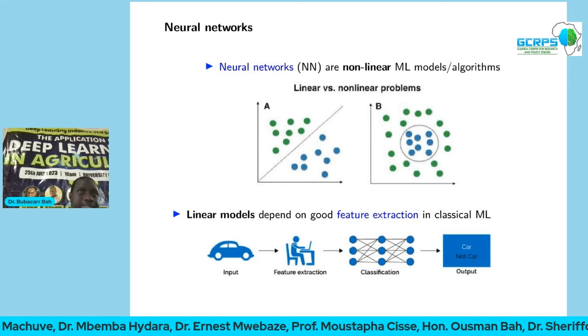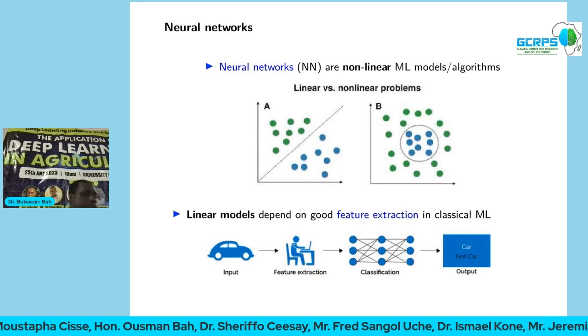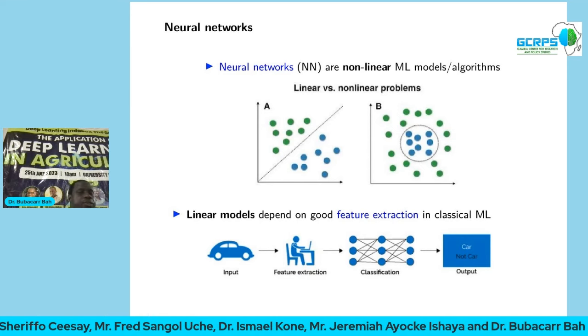You have to generate the features yourself. But the good thing about deep learning, or neural networks, is that there is no feature generation. You skip this feature extraction step. You don't need any feature extraction.